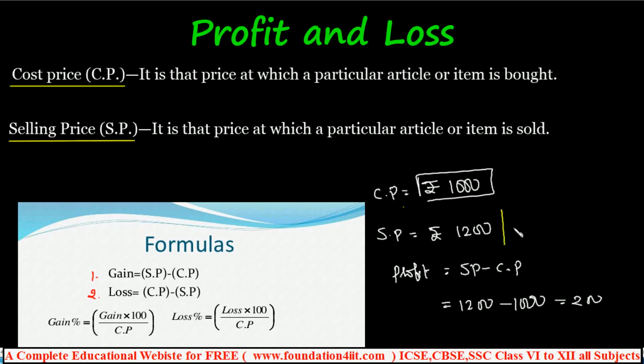In case the selling price is less, that comes under loss. For example, if the selling price is only rupees 700, we sold after using it for some days. So the cost price is 1000, the selling price is 700. So in this case, it is a loss. Loss is equal to CP minus SP, cost price minus selling price. That is 300 in this example. These are the basic concepts we know already.